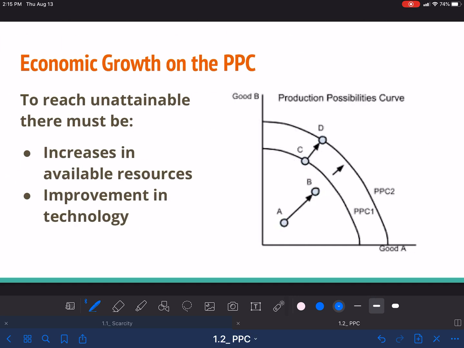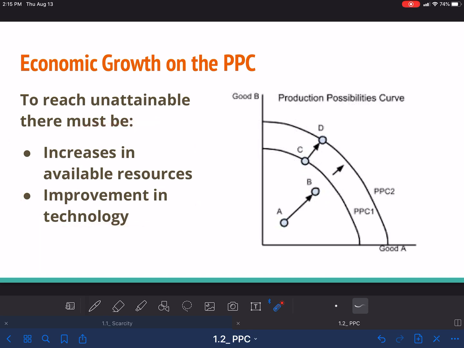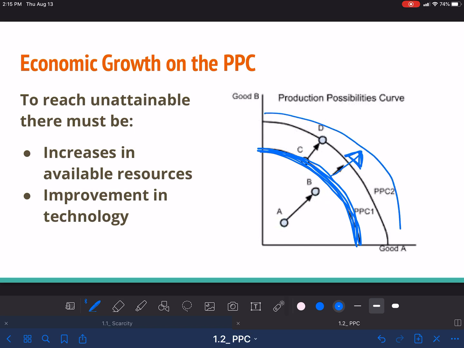Our production possibilities curve can also show us growth, give us an idea of what growth is going to look like. So to be able to reach that unattainable point, that growth point, we need to have an increase in our available resources, and we also need to have an improvement in technology. So those are the 2 ways that we can experience economic growth. So what does that look like on our production possibilities curve? Well, let's say we're starting at production possibilities curve 1, and we want to show growth. Well, we just expand to the right. And that is economic growth on the production possibilities curve.